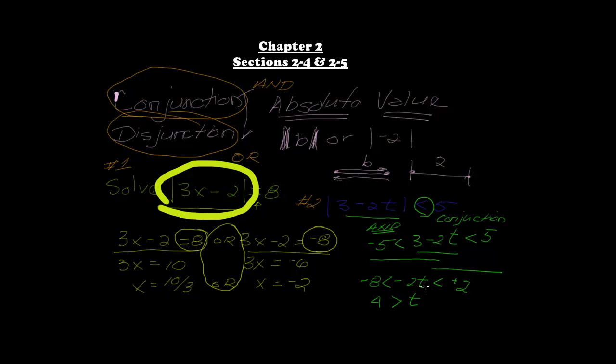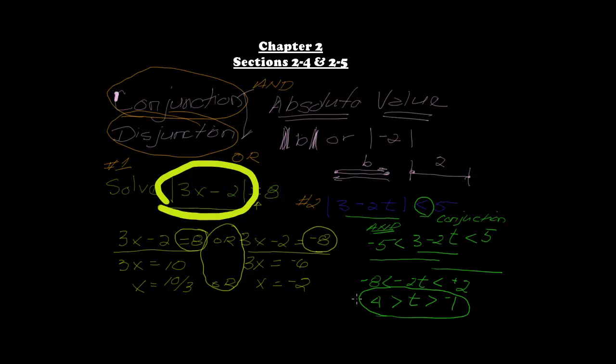Negative 2, and this is going to switch. Positive 2 divided by a negative 2 is negative 1. Now there is a conjunction. So t at the same time is greater than negative 1, and 4 is greater than t, and at the same time t is greater than negative 1.